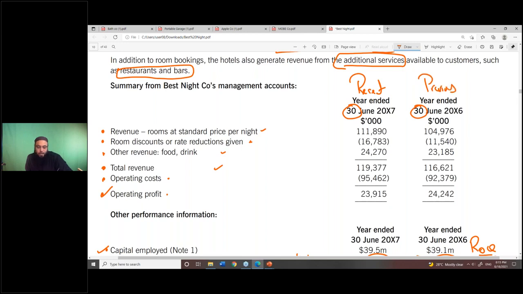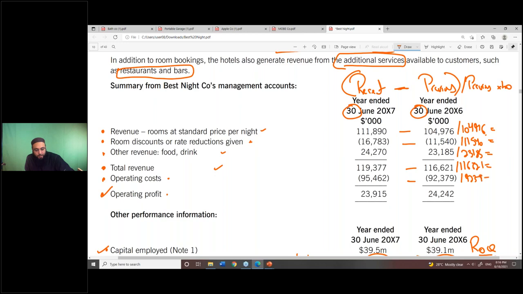So how do we work out percentage change? It is recent minus previous, divided by previous, multiplied by 100 will give you the percentage. So this minus this divided by previous 104976, multiplied by 100 will give you the answer. Second, this minus this divided by 11540 will give you the answer. This minus this divided by 23185 will give you the answer. Total revenue, this minus this divided by 116621 will give you the answer. Operating cost, this minus this divided by 92379 multiplied by 100 will give you the answer.